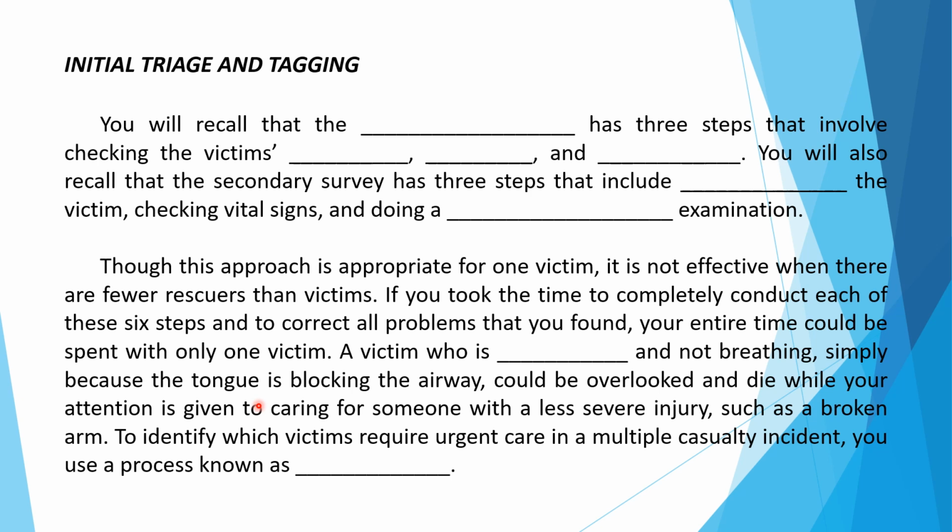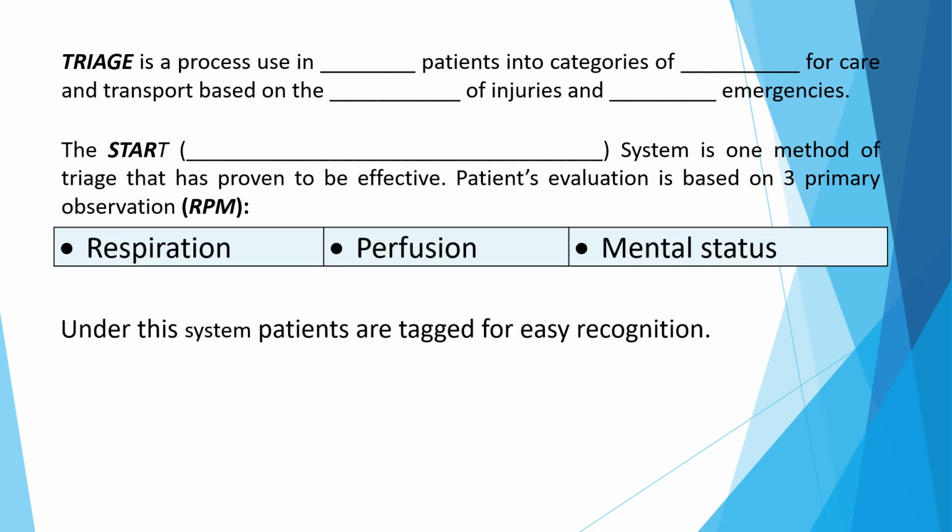To identify which victim requires urgent care in a multiple casualty incident, you use a process known as triage. Triage, another term for this is sorting. So triage is a process used in sorting patients into categories of priority for care and transport based on the severity of injury and medical emergencies. Okay, the START triage system is one method of triage that has proven to be effective.